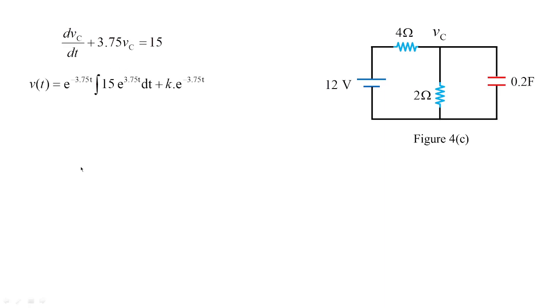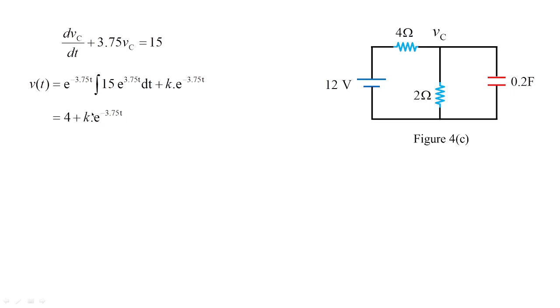This non-homogeneous equation has the general solution v of t equal to e to the power of minus 3.75 t times the integral of Q, which is 15, times e to the power of P, which is 3.75 t, dt, plus k e to the power of minus P, which is minus 3.75 t. Simplify this and we get the value as 4. How do we get 4? 15 divided by 3.75 gives 4. And k remains as it is, times e to the power of minus 3.75 t.